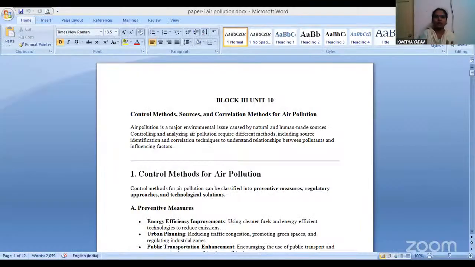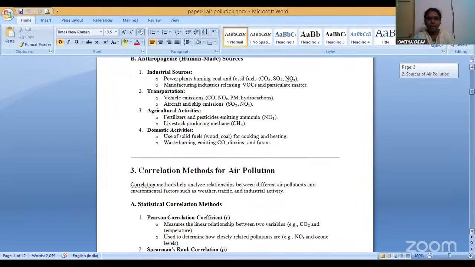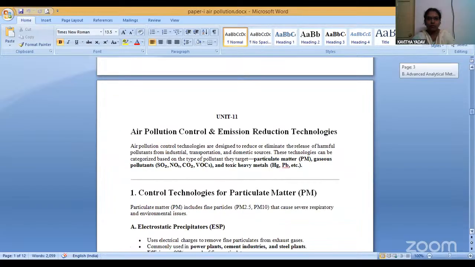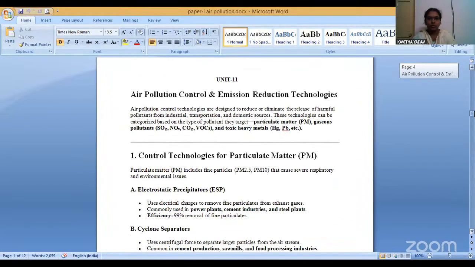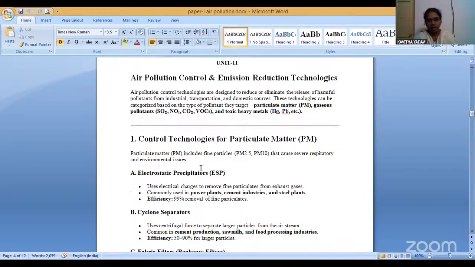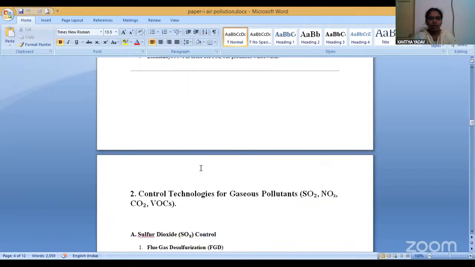This is Block 10. Already we discussed the control methods, source, and correlation methods of air pollution in the last class. Then coming to the next chapter, Unit 11: air pollution control and emission reduction technologies, which we already discussed in the last class.